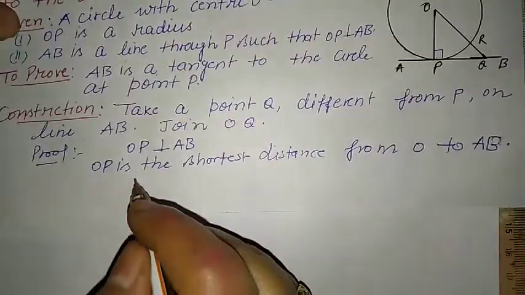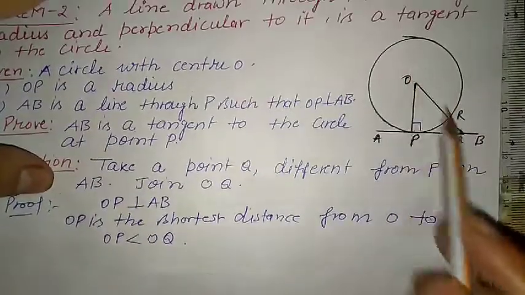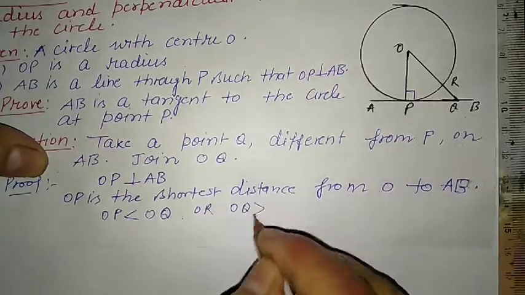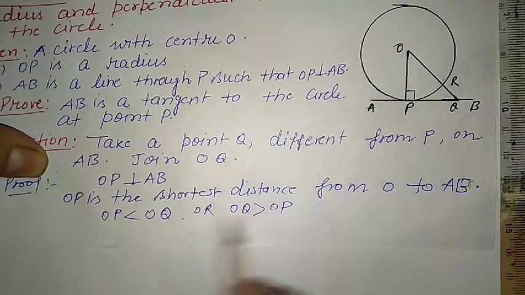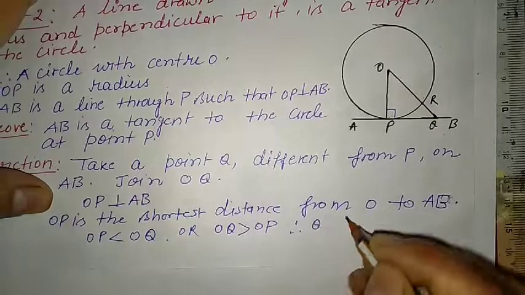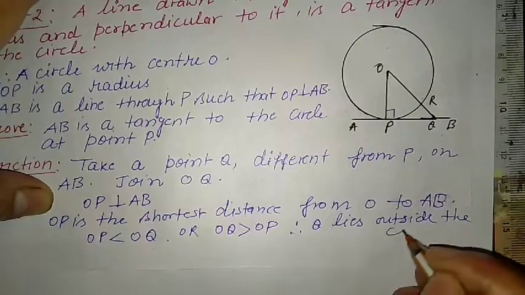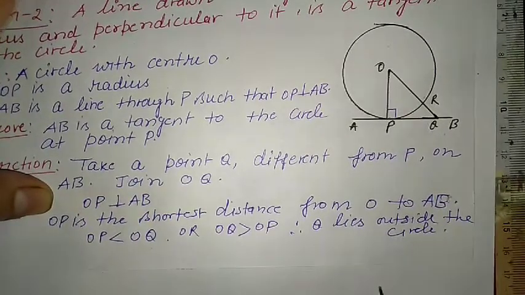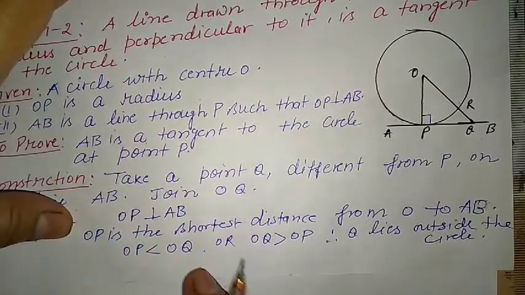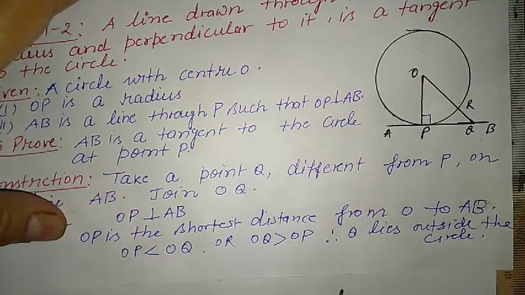So what can we write? OP is less than OQ, or we can write this as OQ is greater than OP. So what does it mean? It means that Q lies outside the circle. Thus every point on AB other than P lies outside the circle.